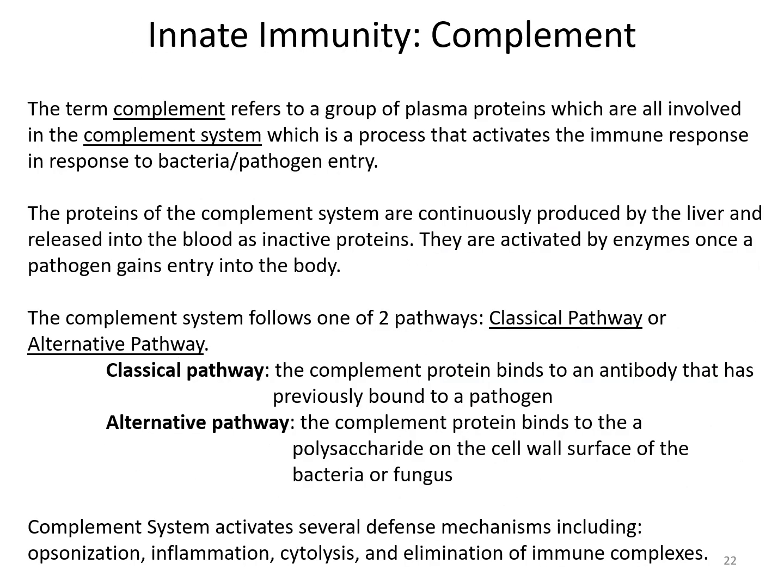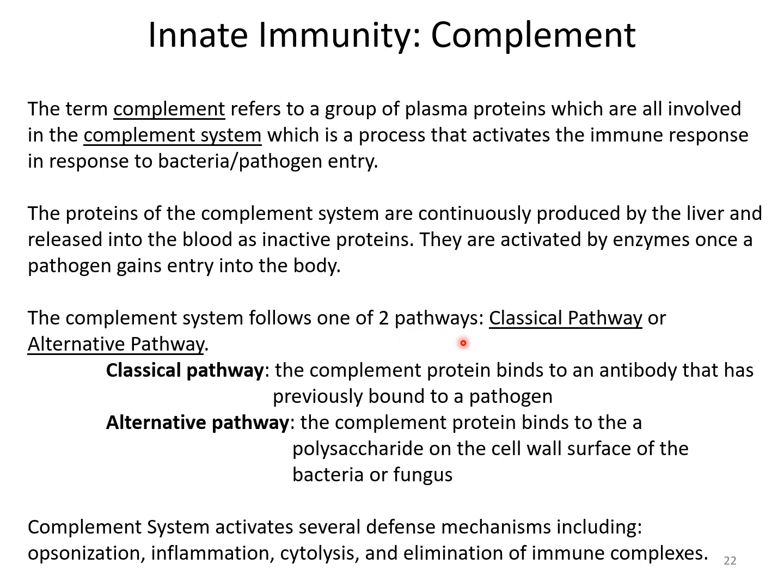Another important component of the chemical aspect of our second line of defense is what's referred to as the complement system. The complement system is basically a series of plasma proteins that are involved in the activation of immune response whenever we encounter a bacteria or pathogen. The proteins in the complement system are continuously produced by the liver, and they get released into the blood as inactive proteins. So they're made, but they're not active and doing a job until the complement system becomes activated. They get activated by enzymes once something has gained access into the body.